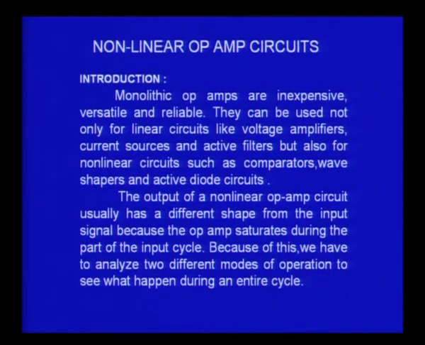One of the simplest examples, as I mentioned, is a comparator. A comparator basically compares two voltages applied at the two inputs, and the output will show which one is larger of the two or which one is the smaller of the two. Therefore the output can be a completely different shape with reference to time compared to the input. That is what I want you to realize here, because there is no linear relationship.